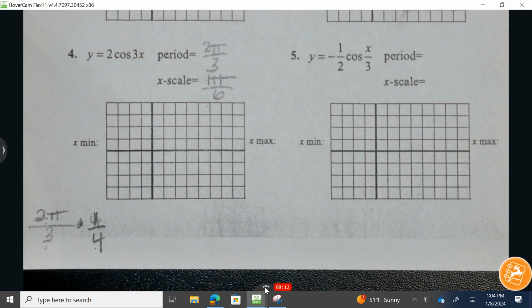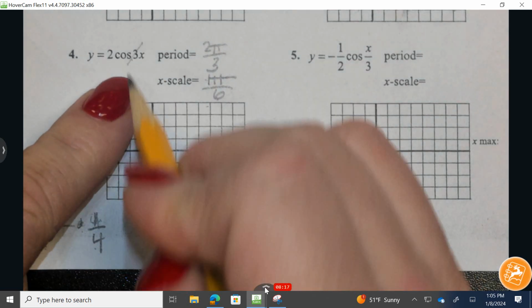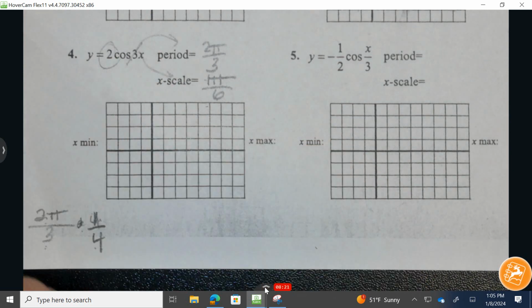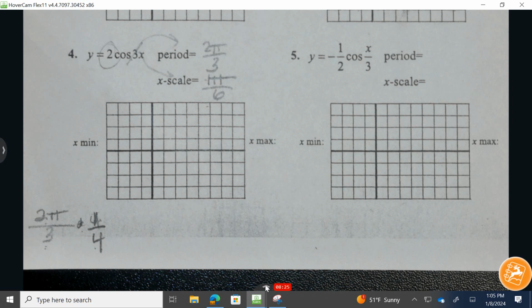All right, now let's figure out where these main points are as we go around the circle. So I've taken care of adjusting the period length and the scale factor. What does this 2 do? So it's going to amplify it or stretch it by a factor of 2.